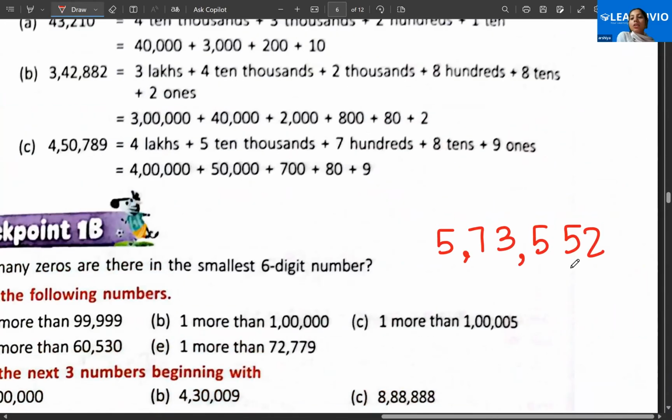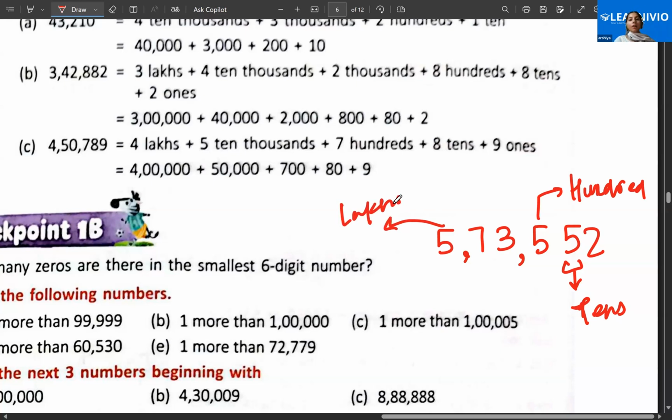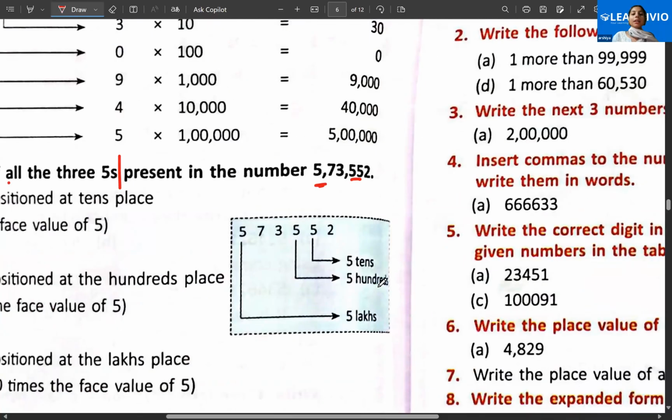Can you tell me the place value of the first 5? First five is in tens. Yes. Second one? Second five is in hundreds. Correct. And the third one? The third one is in lakhs. Yes, correct. But when you have to write in an exam, you can write it like this.